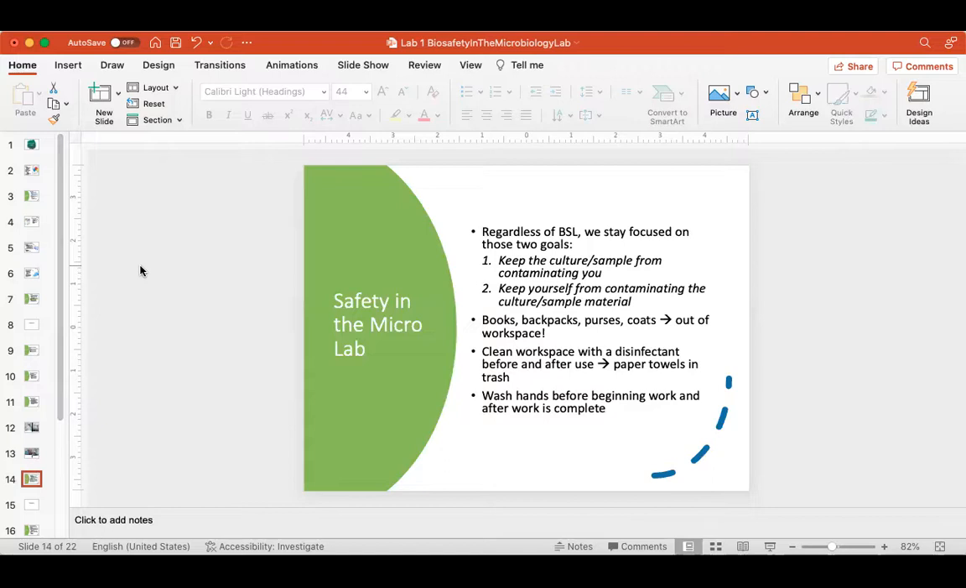Now, regardless of which kind of laboratory you work in, BSL-1 through BSL-4, we still stay focused on those two goals. Keep the culture or the diagnostic sample from contaminating you, and keep yourself from contaminating the culture or the sample. We don't want to move microbes around. We want to grow purposefully what we want to grow without contaminating it. And we want to keep ourselves safe.